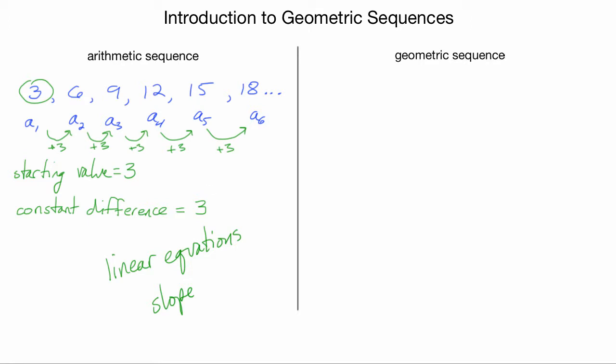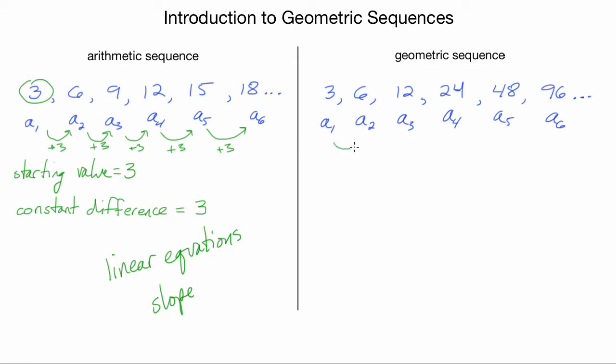Let's take a look now and compare that with a geometric sequence. So here's a geometric sequence for us to look at. We're going to start with 3, 6, 12, 24, 48, 96, and it goes on and on and on. And again, 3 is my first term. 6 is my second term, third term, fourth term, fifth term, sixth term, and so on. All right, so here we've got a geometric sequence.